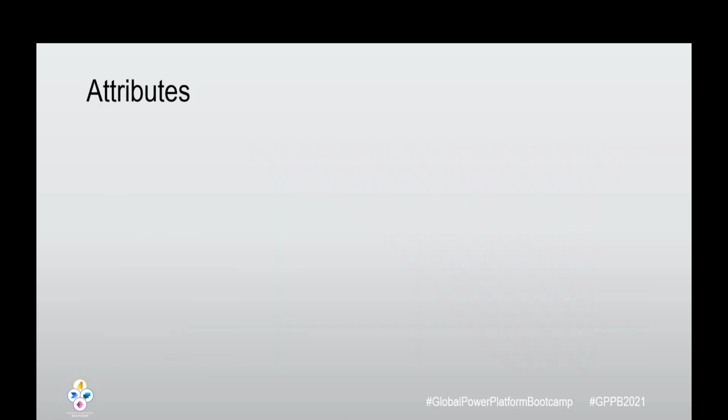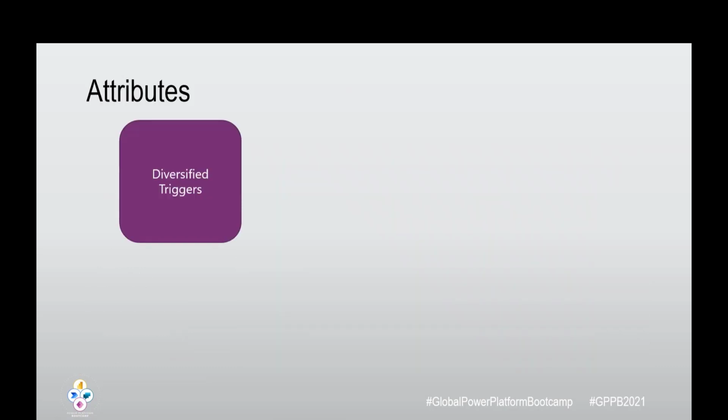And what are the attributes of Power Automate? So here are the attributes. First is diversified triggers.